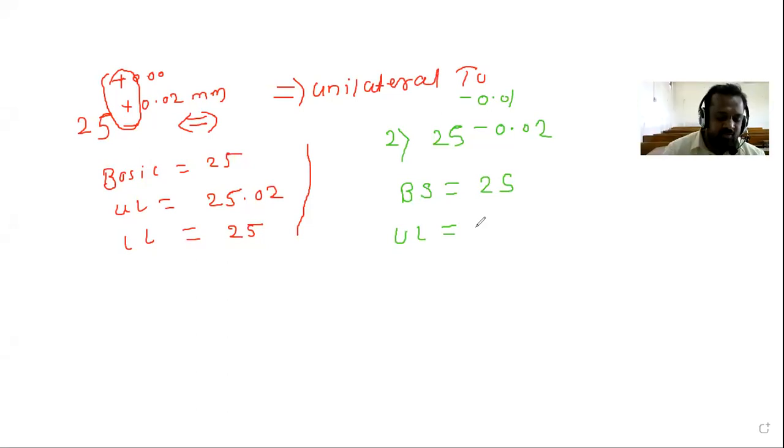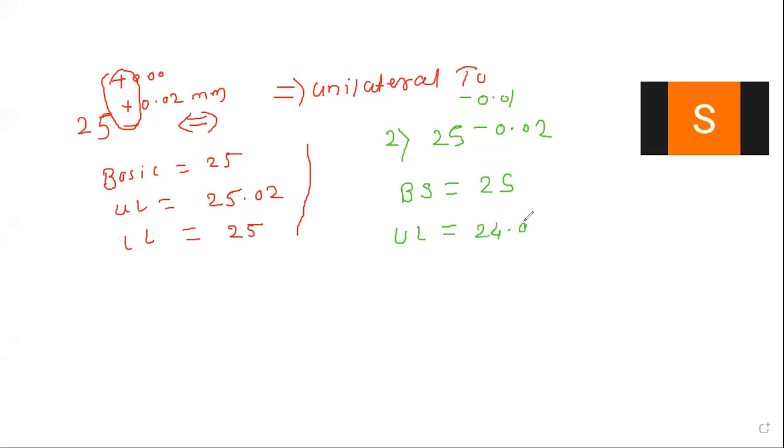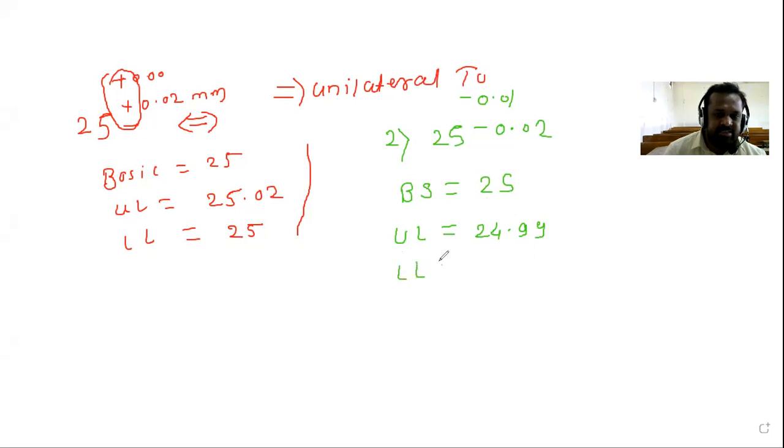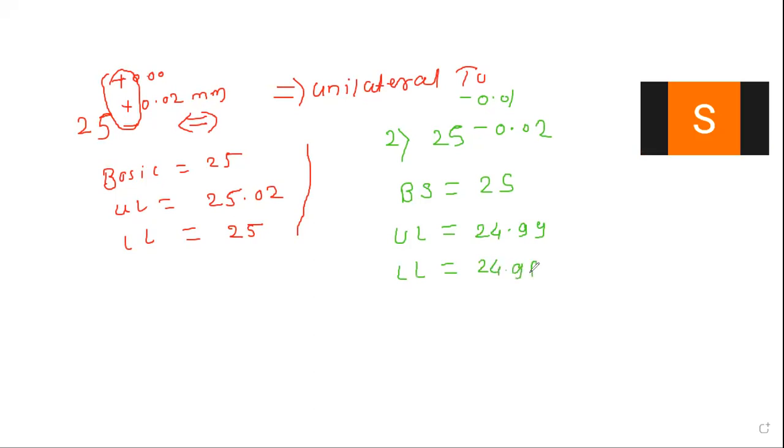Upper limit, 24.99. And 24.98 is the lower limit. Which is smaller, 98 or 99? 98. So that is the lower limit and this is the upper limit, the maximum and minimum.